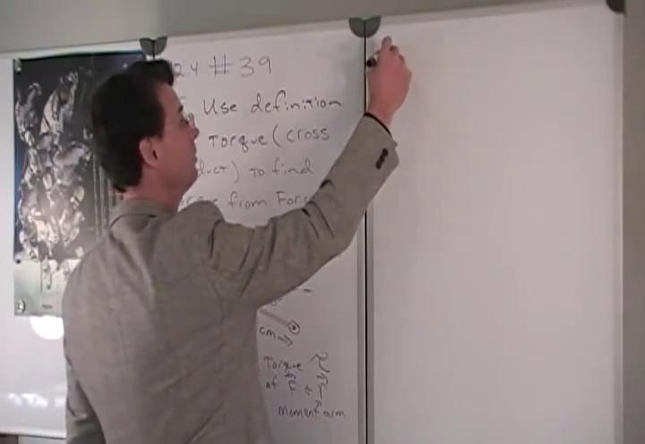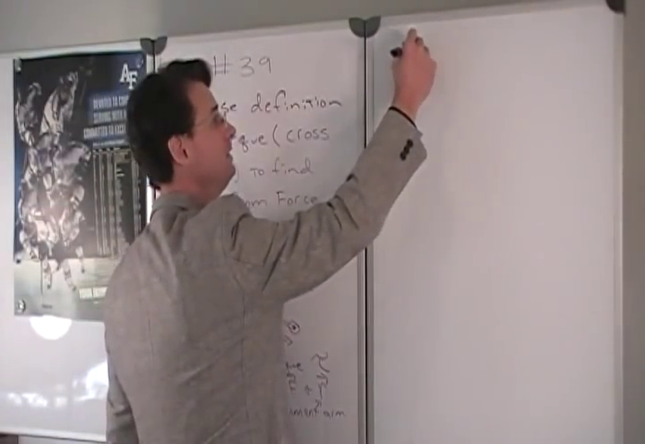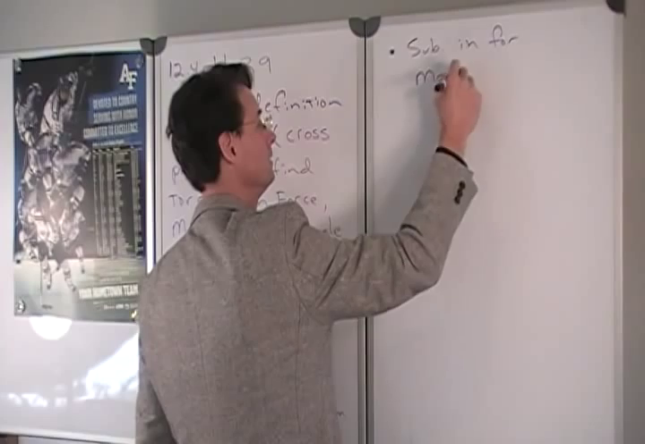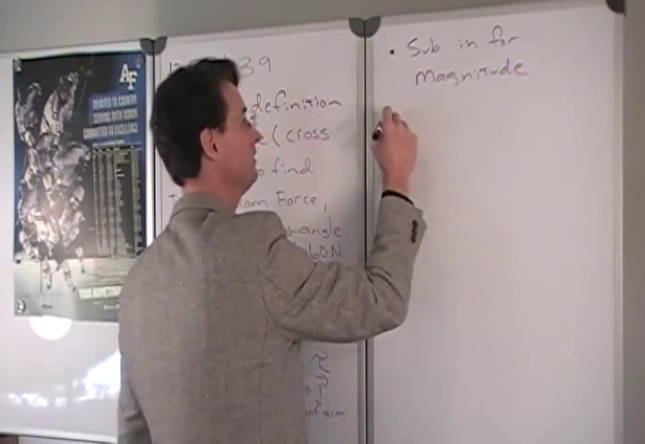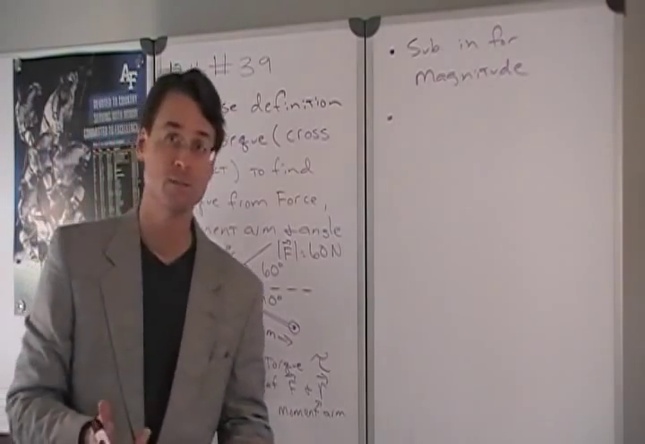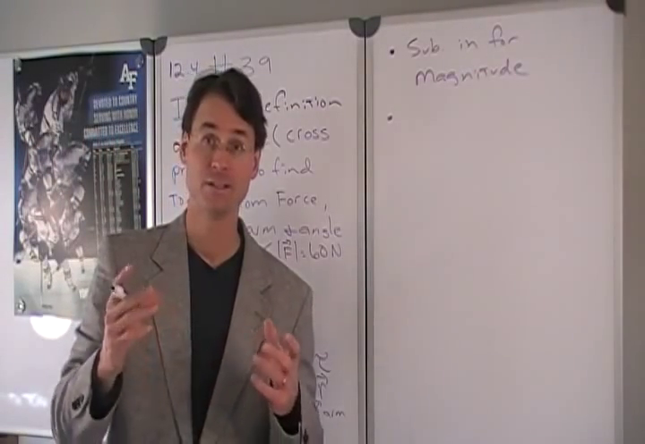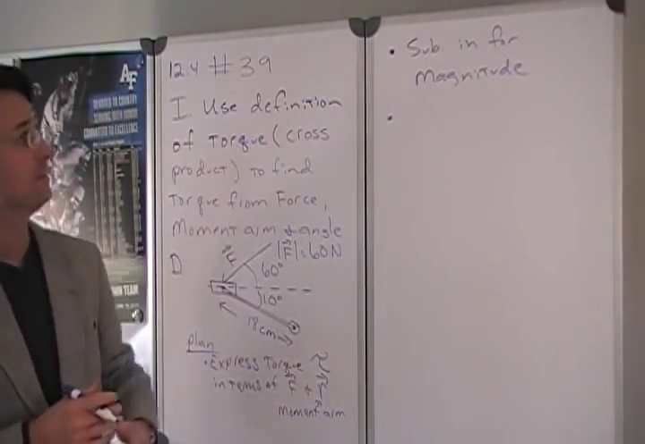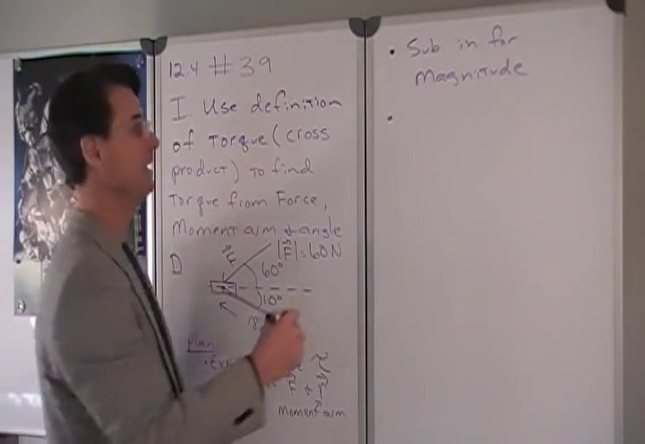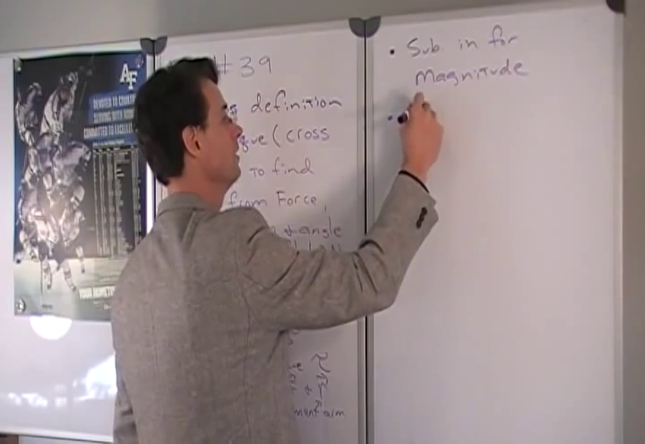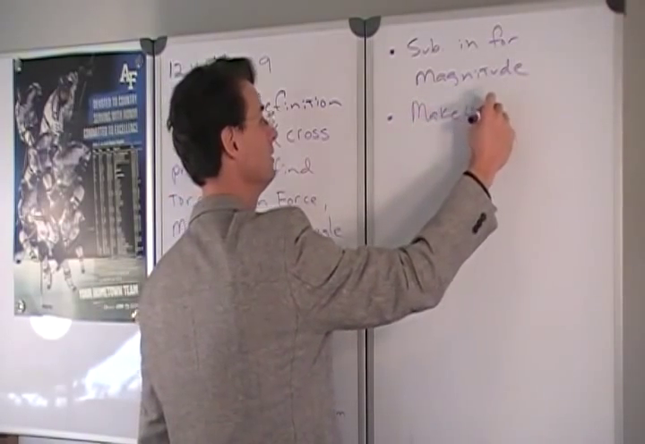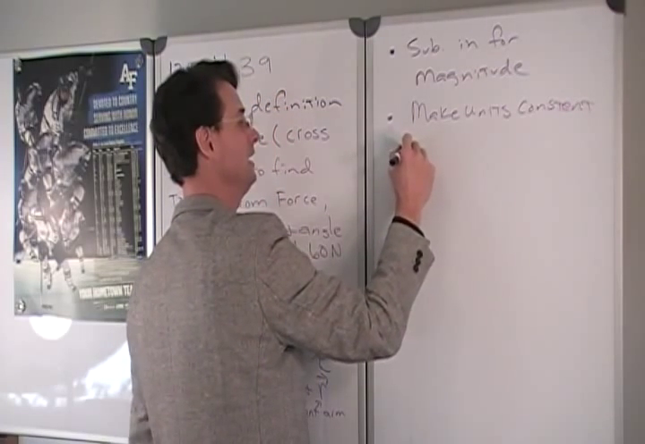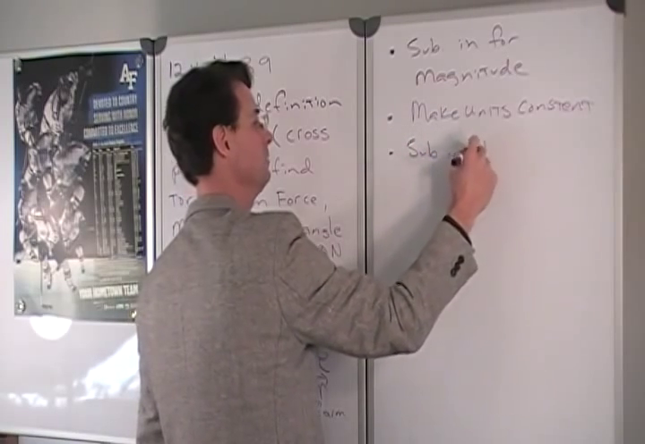Alright, and now once we have that expressed, then we can substitute in for the magnitude. We're not interested in the x, y, and z components of the vector or things like that. We're not interested in the direction. We're only interested in the magnitude of the torque. So there's a formula we can substitute in for, and then we want to make our units consistent, and then we can sub in the numbers and solve.